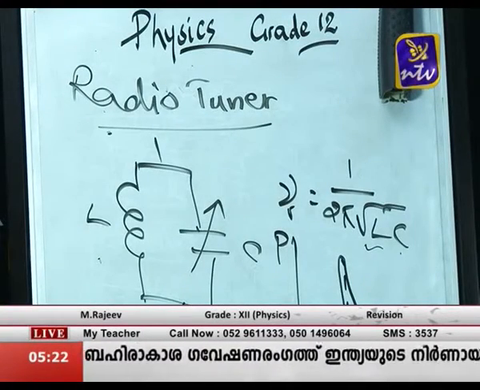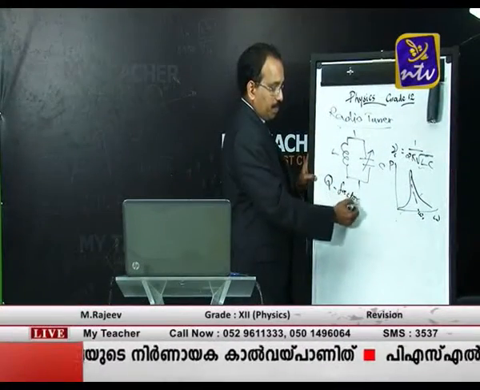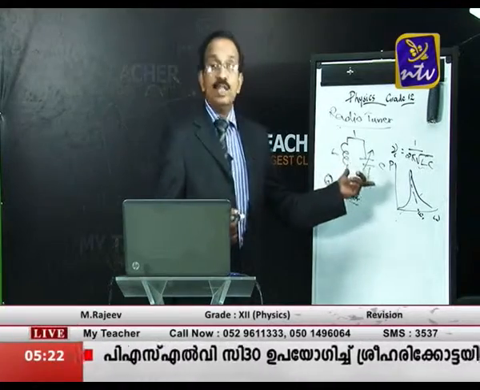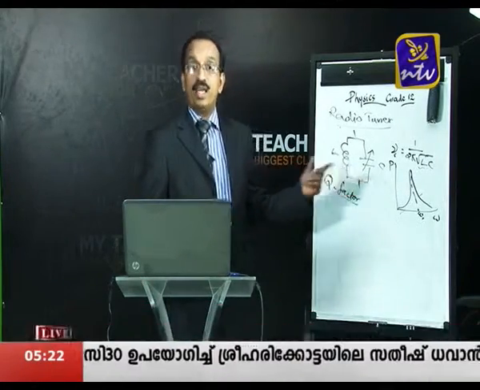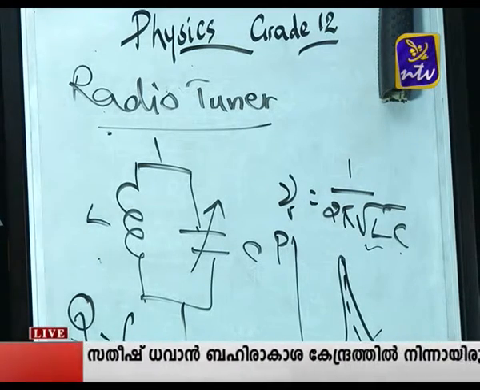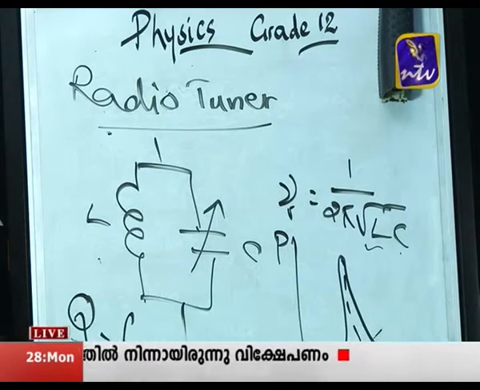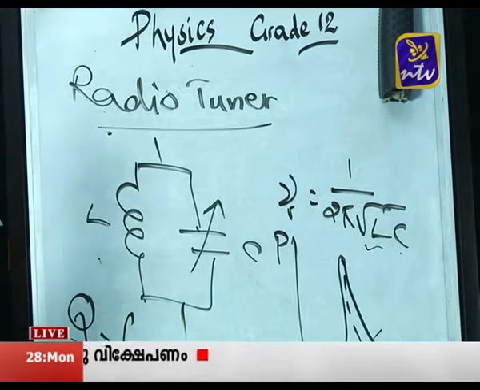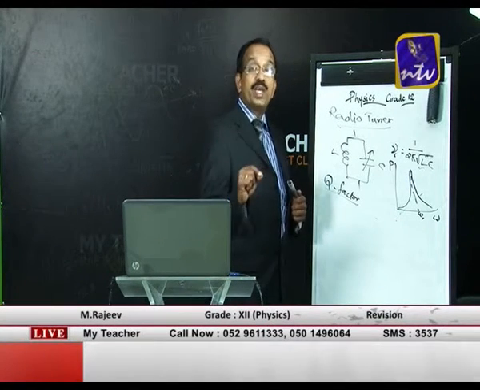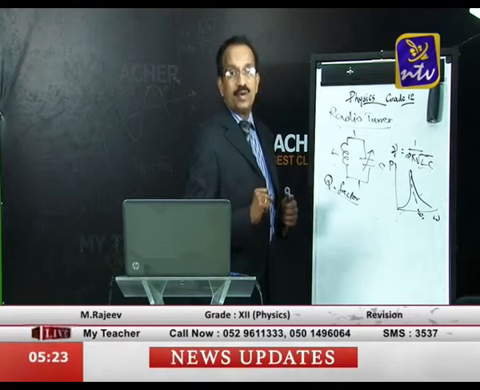Here we have a significant term to understand, that is called the Q factor of the circuit. We keep the Q factor of the circuit very high. The Q factor represents the sharpness of the curve. If the Q factor is very high, the resonance curve is very sharp. If the resonance curve is very sharp, it will receive maximum power only for a particular frequency.